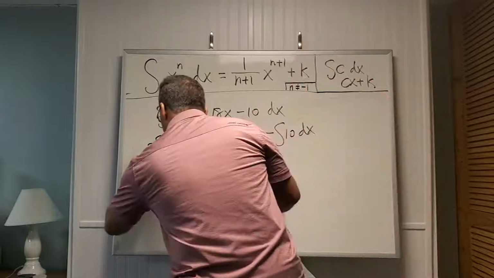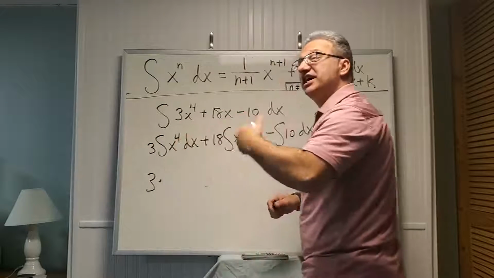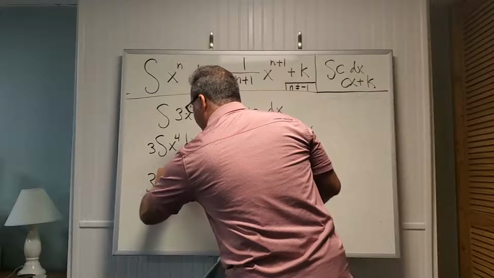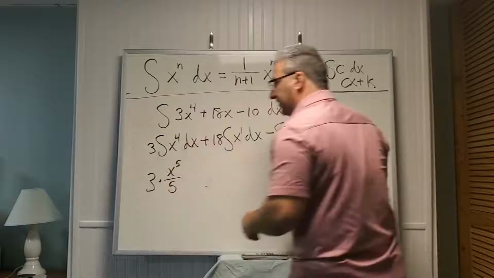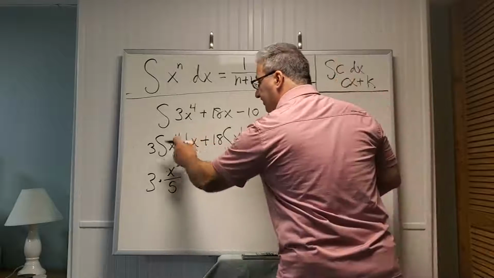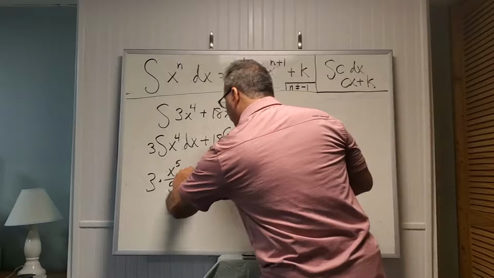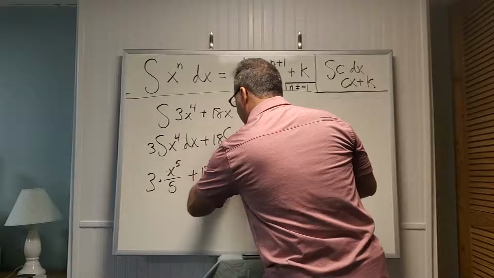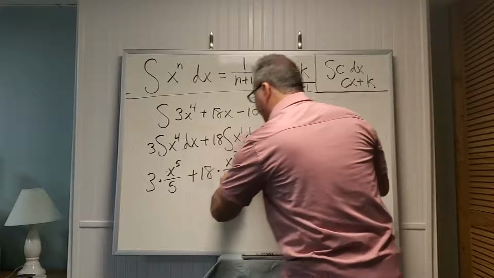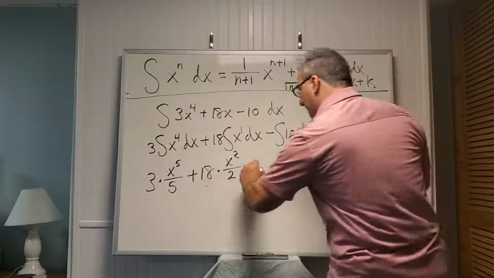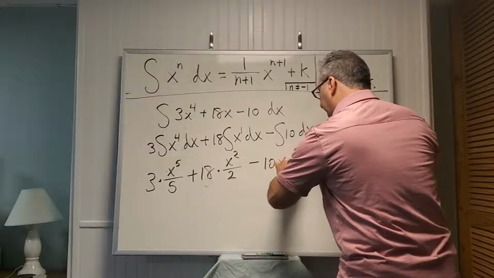Let's play it out here. So I'm going to do the antiderivative of x to the fourth. What am I going to do? I'm going to add 1 to the exponent and divide by that number. That's really the rule. Add 1 to the exponent, divide by the number. That's how you anti-differentiate. Plus 18x squared over 2. Again, add 1 to the exponent, divide by that number. Minus 10x plus some constant.